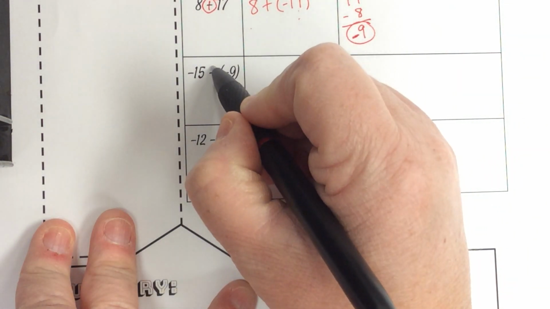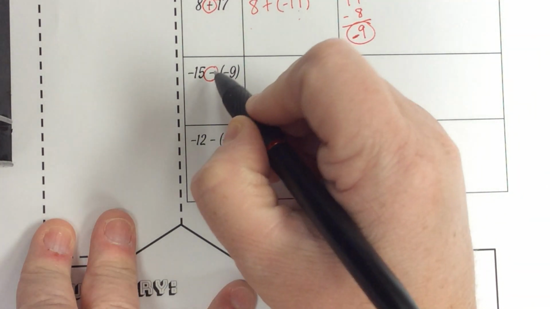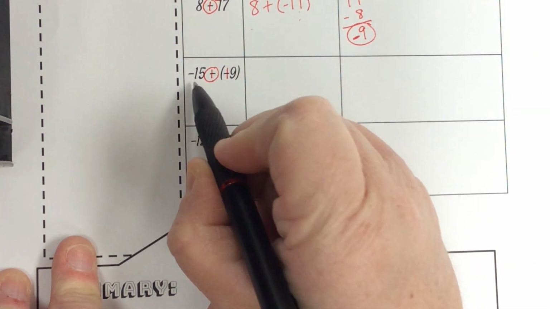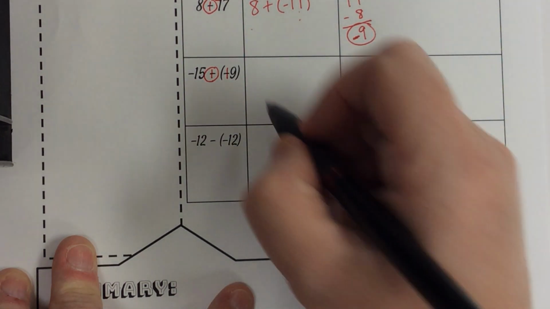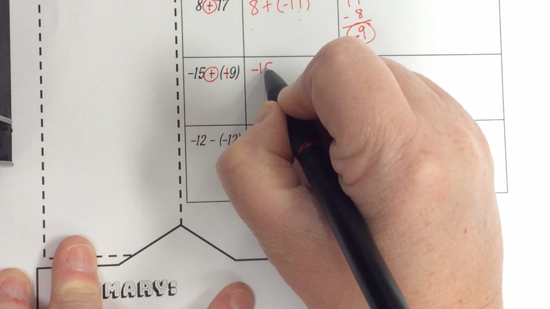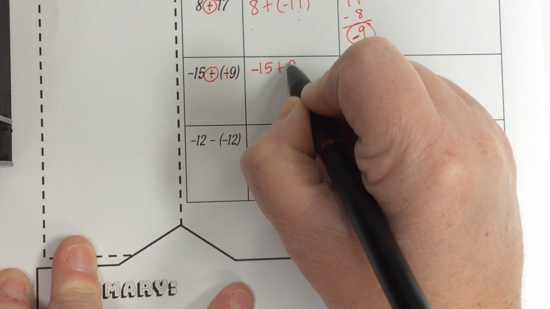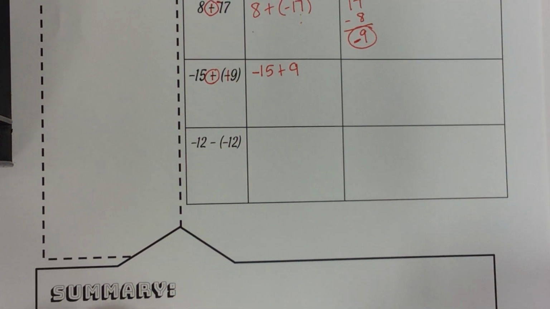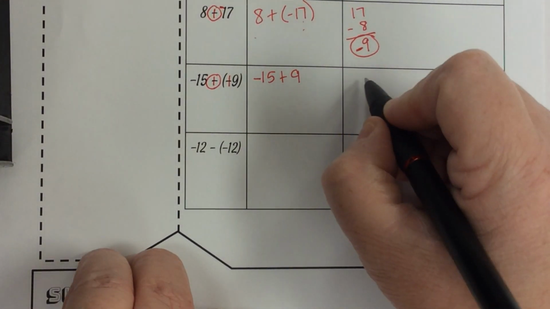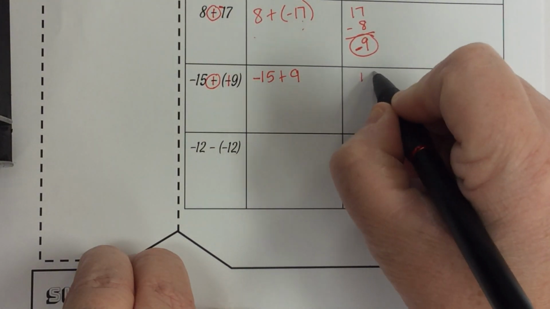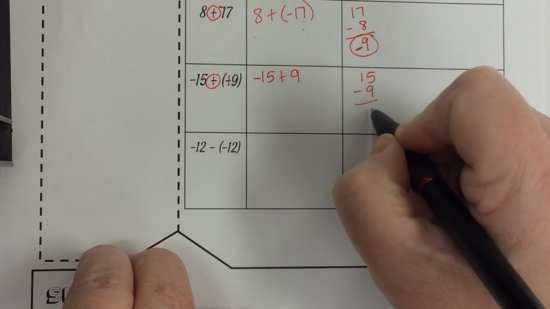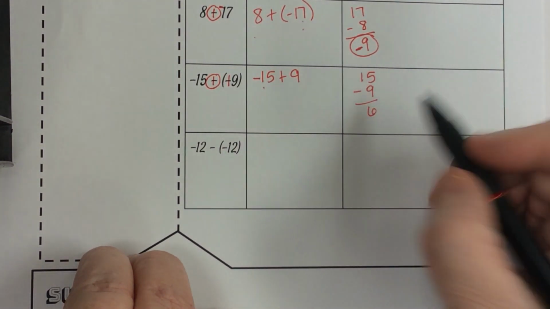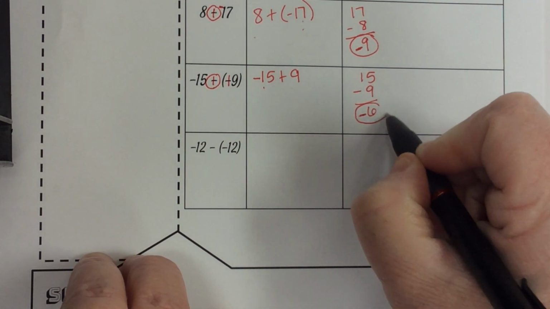All right, circle the operation. Change your subtraction to addition. Take the opposite of the second number. I'm not touching that first number at all. Okay, so I have negative 15 plus 9. It's a positive 9 now. So my rule when I'm adding two numbers with opposite signs is I ignore the signs and subtract. 15 minus 9 is 6. 15 is larger than 9. 15 is negative, so my answer is negative.